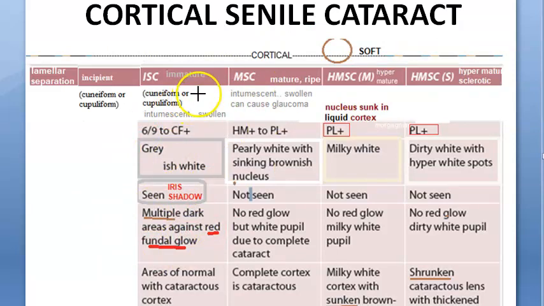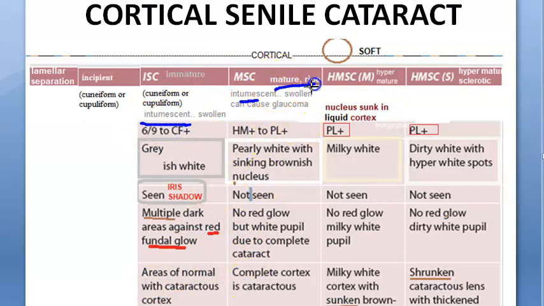What do you say? See, here, now what happens? The lens will slowly start becoming swollen. Hydration is increasing. Continued hydration, intumescent cataract. Okay, so it is a swollen lens, because of which it can even cause glaucoma. So this is continuing even to the next stage of maturation. So intumescent, they have written here, intumescent both. Okay.